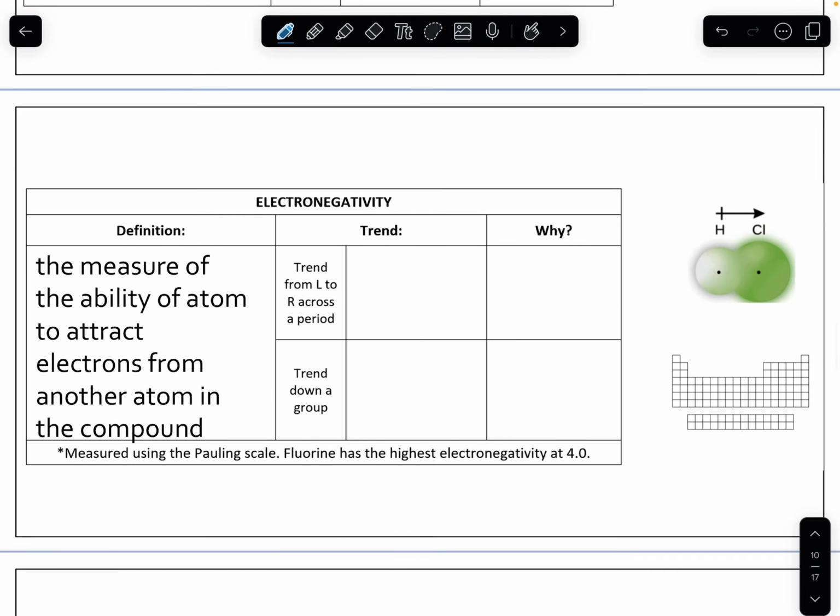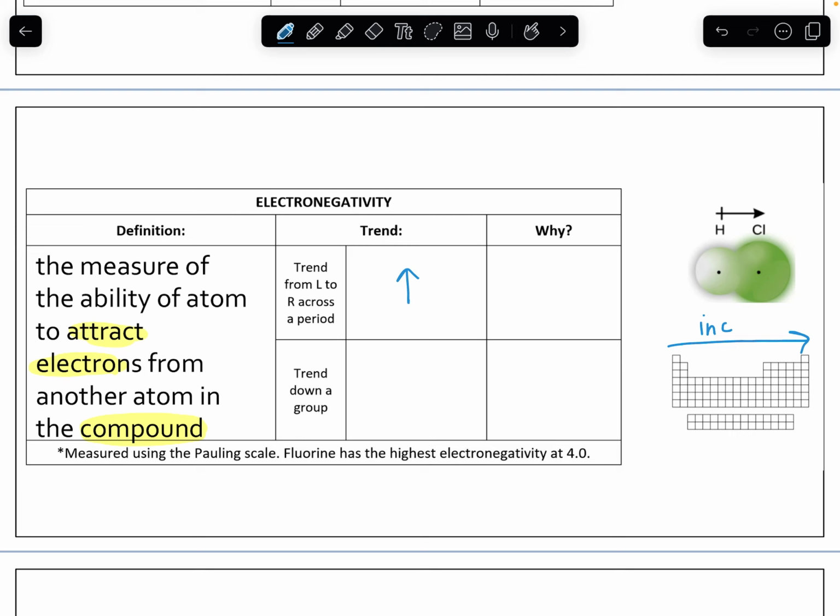Okay, electronegativity is essentially the ability to attract electrons, specifically when we're talking about a bonded compound. Okay, so when something is bonded together, how well is it going to be able to attract those electrons, or essentially how strong of a bond can it make? So if we think about our trend as we're going from left to right across a period, this is going to increase. Okay, so as we're going from left to right, it's going to increase.